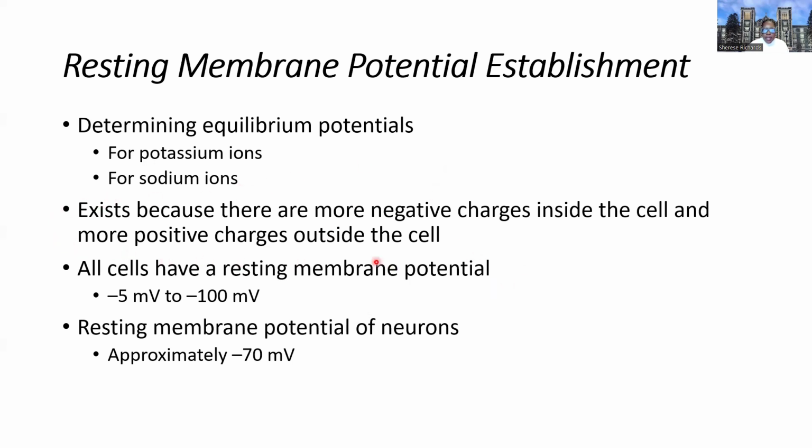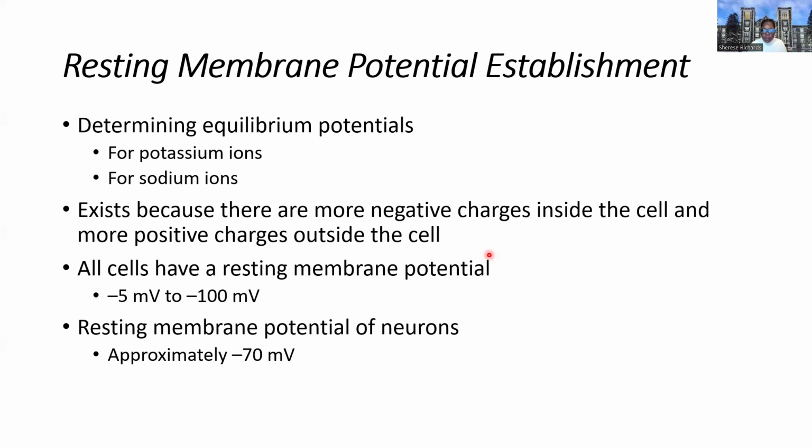Now, we described what it is, right? It exists because there's more negative charge inside the cell and more positive charge outside the cell, at least at rest, right? Again, so that's just a baseline for excitability. And when we think about different types of cells, they can have varying resting membrane potential. So it can be as low as -5 millivolts and as high as -100 millivolts. When we get to the cardiac chapter, we're going to talk about the cardiac muscle cells, and they have a resting membrane potential of -90.